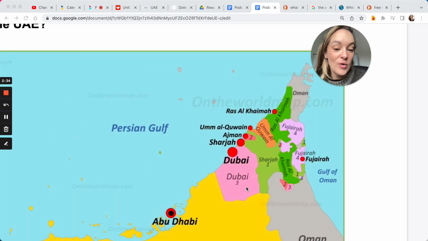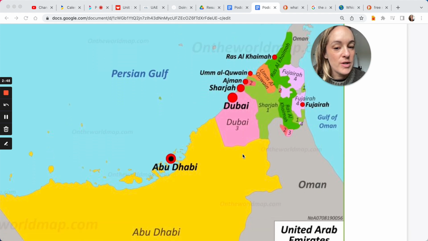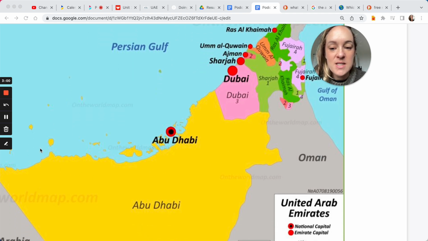Then, of course, this pink area is Dubai. As some of you may know, there is a very large international airport in both Dubai and Abu Dhabi. Personally, I have used both of these airports, but I've never left the airport.